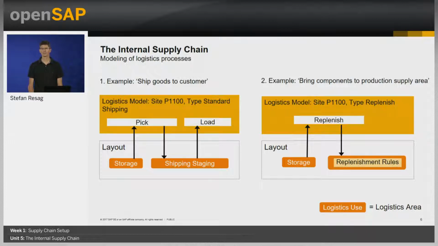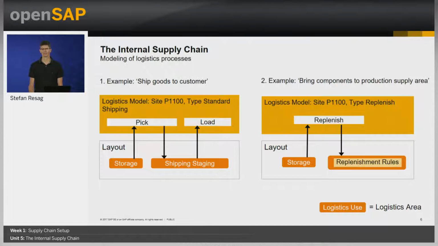Of course, only logistics areas that are inventory managed and have the correct logistics use assigned can be proposed. In our shipping example, the goods should be picked from a logistics area with logistics use storage. The goods should then be brought to a logistics area with use shipping staging. In the load step, the goods, of course, are taken from source logistics area of use shipping staging, but the target logistics use is not defined because the goods are not in our warehouse anymore after loading.